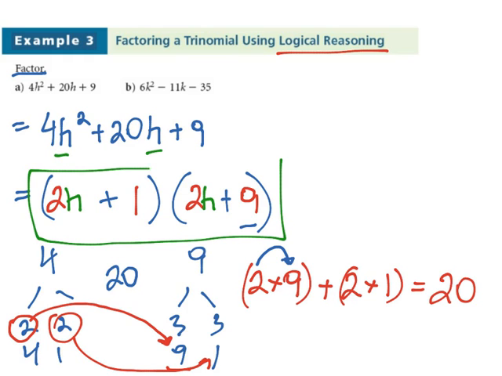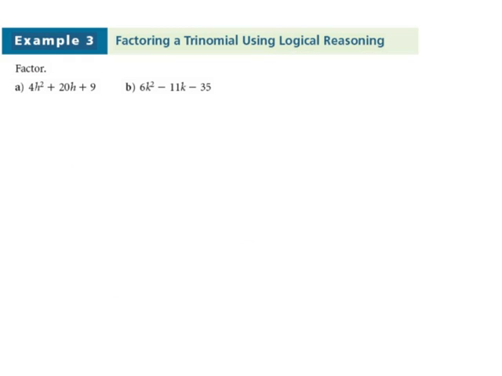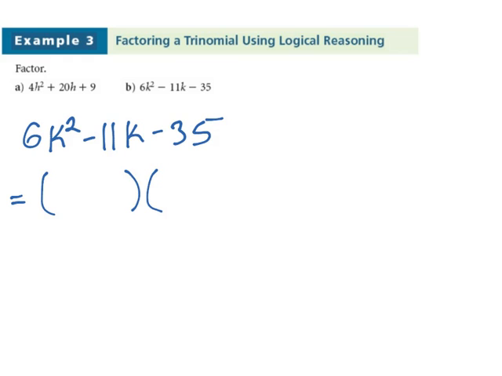We're going to do one more by logic question. So we'll do part B. 6k squared minus 11k minus 35. Again, we ask ourselves what two factors will multiply to get this. So again, we're going to take 6, and we can take negative 35. And we ask all the possible factors of 6 and negative 35.